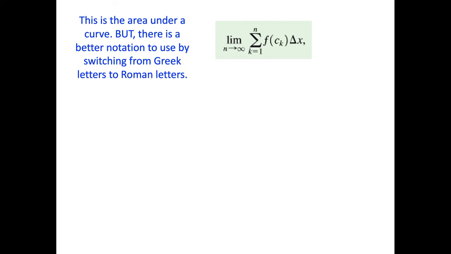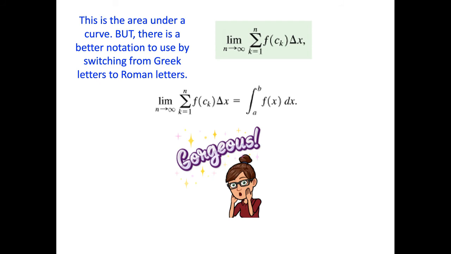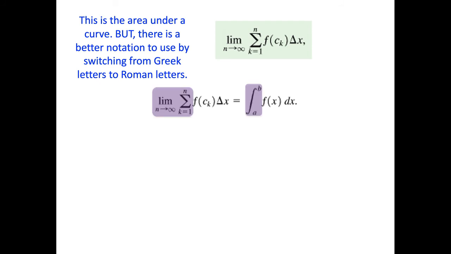And if we switch from Greek letters to Roman letters, we get that. So on the left, you have kind of the Greek usage of this definite integral, and on the right, you have some nicer notation using Roman letters. So let's compare. On the left, you have the limit as n approaches infinity of the sum of sigma, right? K equals 1 to n. Now sigma, if you think about it, starts with the letter S. So on the right, you have an elongated S.